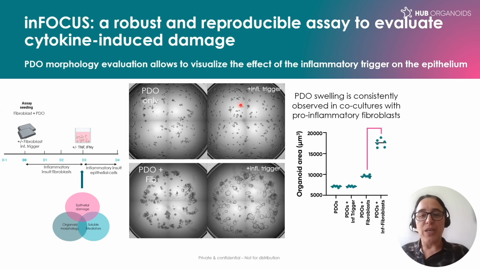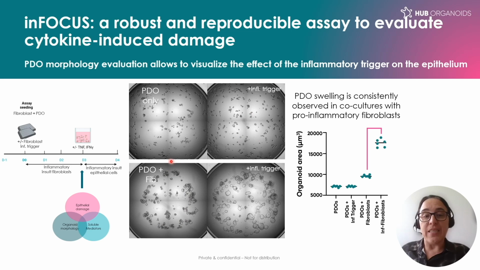platform, in which we are already able to see significant changes in some of these parameters in these co-cultures. This is a representative image of one well for each of 4 different conditions. First, we see the PDO organoids alone, and the organoids still have this compact structure, just dispersed along the well. If we co-culture the organoids with cytokines that trigger inflammation in fibroblasts, so not in the epithelium, we don't see any response. The organoids are not responding to this inflammatory trigger.